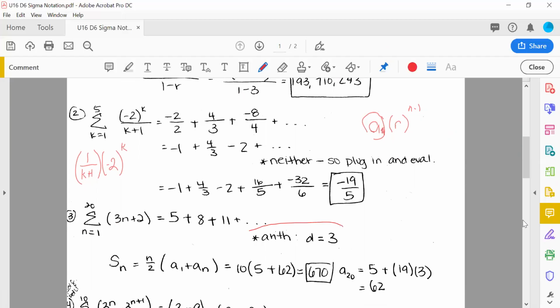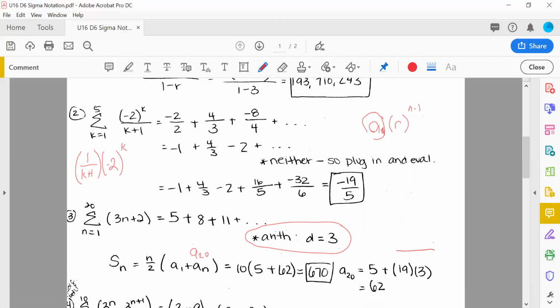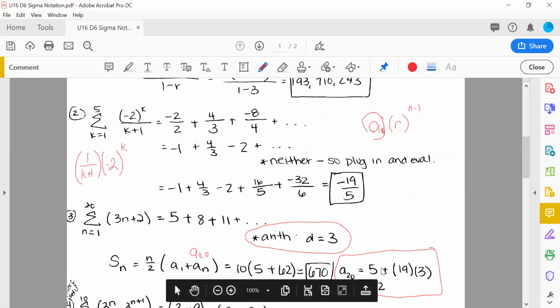Arithmetic. What's up? It's arithmetic. And how could you find out what D, the common difference, is? Well, you don't necessarily need to find it, but yes, you do. Why? Because you need to find the first term, and you also need to find the 20th term. And how do you find the 20th term? You do a little side work. To find the 20th term, you do 5 plus 3 times 19.